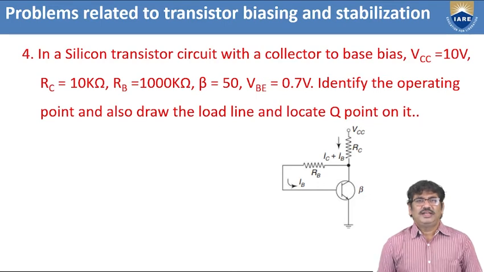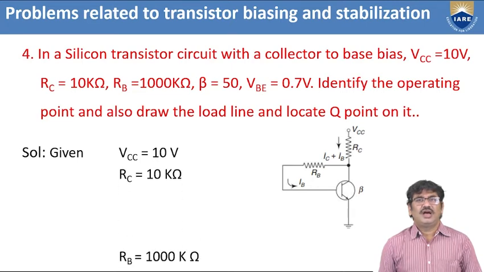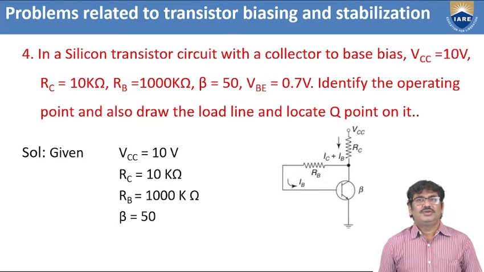First we will see the given values. VCC is equivalent to 10 volts, RC is equivalent to 10 kilo ohms, RB is equivalent to 1000 kilo ohms, beta is equivalent to 50, VBE is equivalent to 0.7. We need to estimate the operating point as well as draw the DC load line, and on the DC load line we have to locate the Q point.